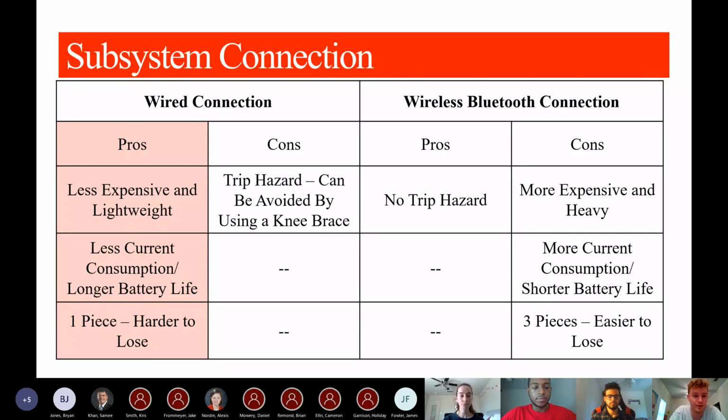As mentioned earlier, the subsystems are connected via wires, and this was selected over the wireless Bluetooth connection because: 1, the wired connection is less expensive and more lightweight than the Bluetooth connection. 2, there's less current consumption overall, which results in a longer battery life. And 3, when everything's connected with wires, it's all one piece, which is harder to lose than the 3 separate pieces that would be created from the Bluetooth connection. The only con from the wired connection is the trip hazard, but this can be completely avoided with a knee brace.